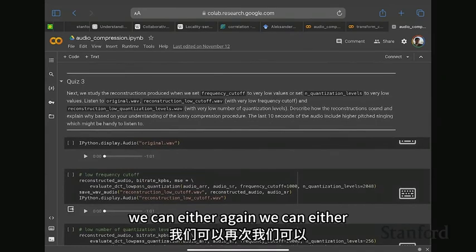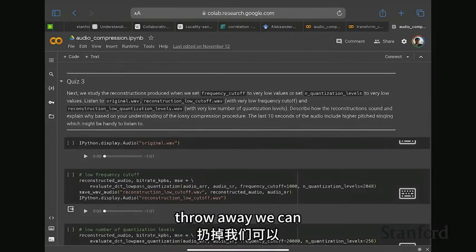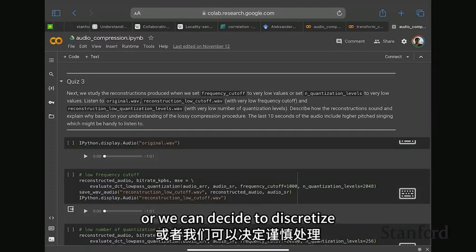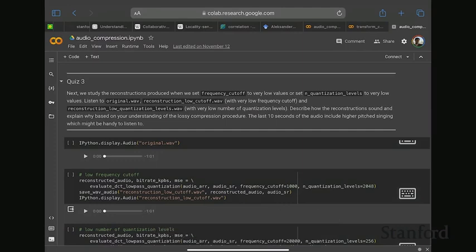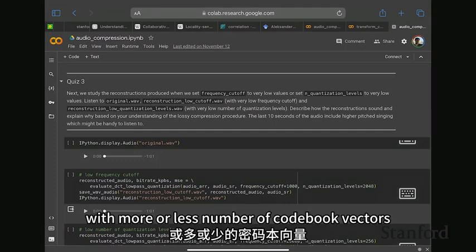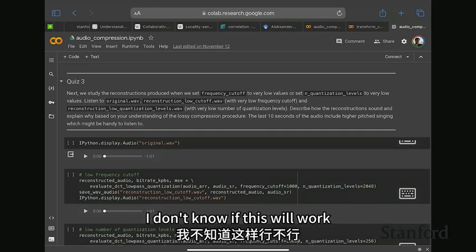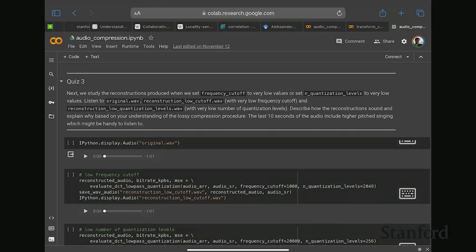And so we can do two things. We can decide to throw away all the components above a frequency, or we can decide to discretize each component with more or fewer codebook vectors, right? So let's just hear this out. I don't know if this will work. Let's see. Okay.